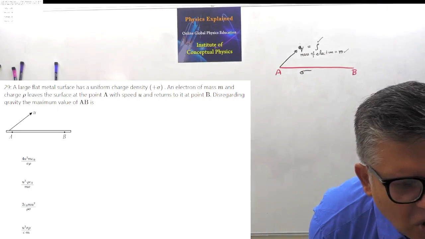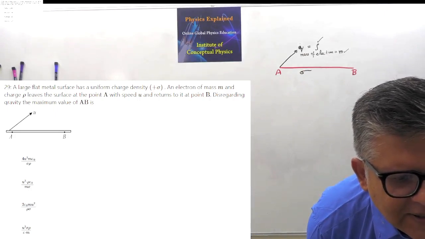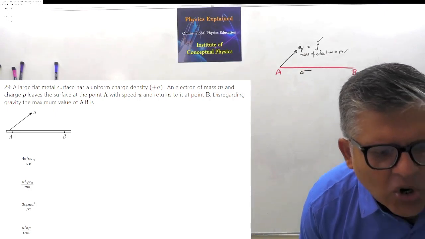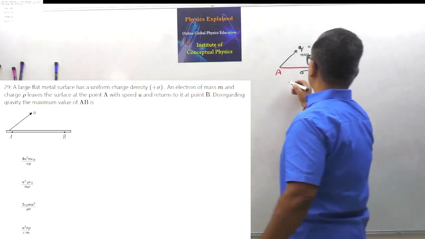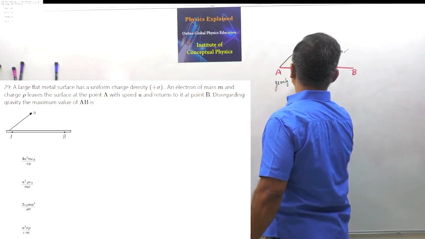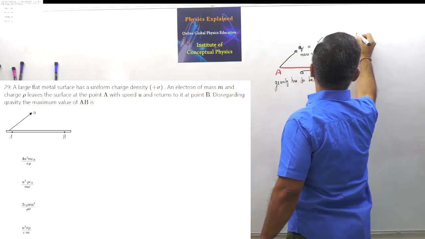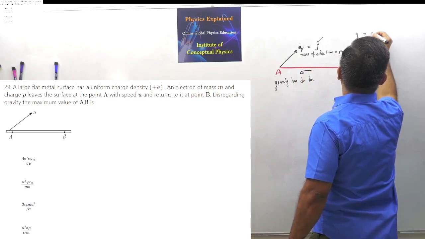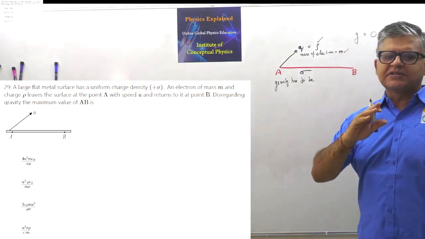What is not given in the question is that we have to ignore gravity. The gravity has to be ignored. So g is equal to 0 for all practical purposes.